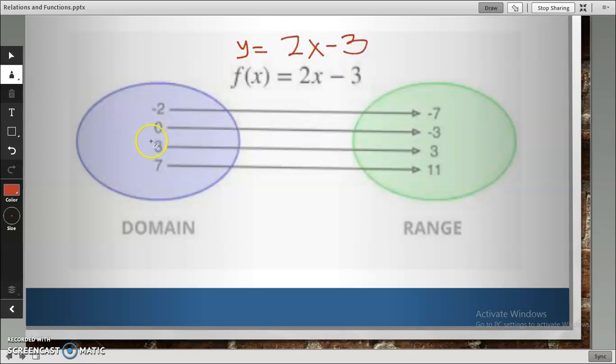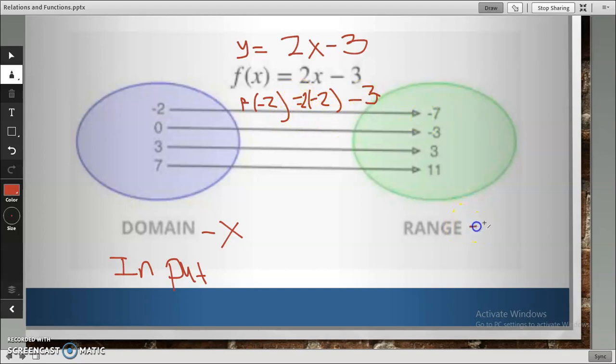And our domain represents our x values. So these are our x values, or sometimes these are known as our input, because these are the numbers that we're going to actually put into our function. So really we're saying, for example, the first one is f of -2. What happens when I input that in? I get 2 times -2 minus 3. And when I evaluate that, I get -4 minus 3, which is -7.